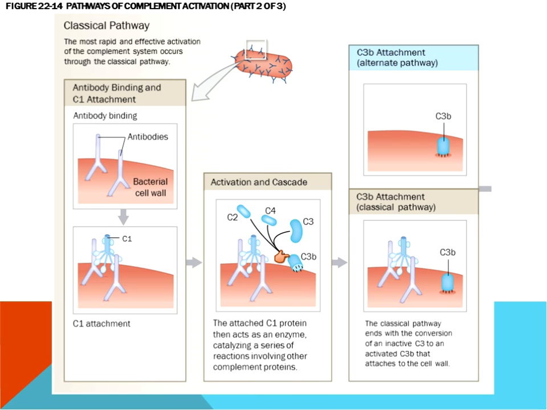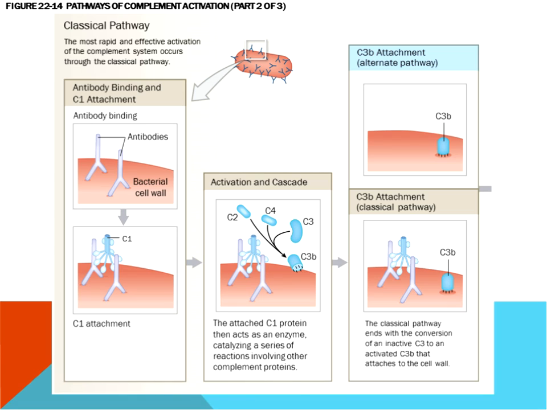And then the classical pathway ends when we convert the inactive C3. So the inactive C3 being converted to C3b that attaches to the cell wall of the bacteria is kind of where we're all going with this. Now for the alternate pathway, that C3b protein is just going to attach, it attaches to the cell wall itself.